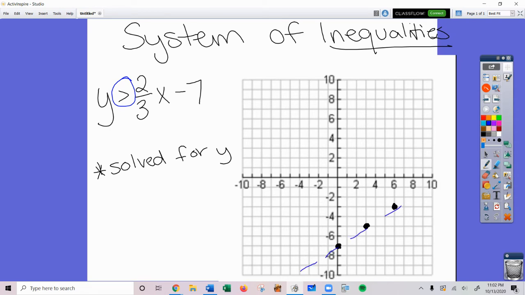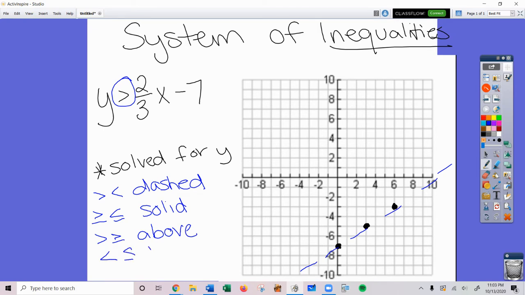So remember, the rule says if we have anything that is greater than or less than, it is going to be dashed. If it is greater than or equal to or less than or equal to, it is going to be solid. Okay, again, looking at that inequality sign, does that tell us for this particular problem we want to shade above or do we want to shade below? We should have said above, right? Greater than tells us to shade above. Less than tells us to shade below.